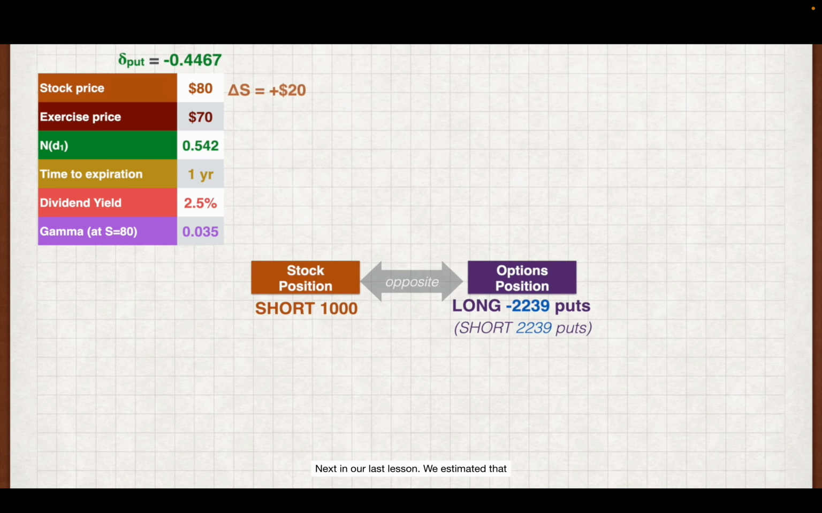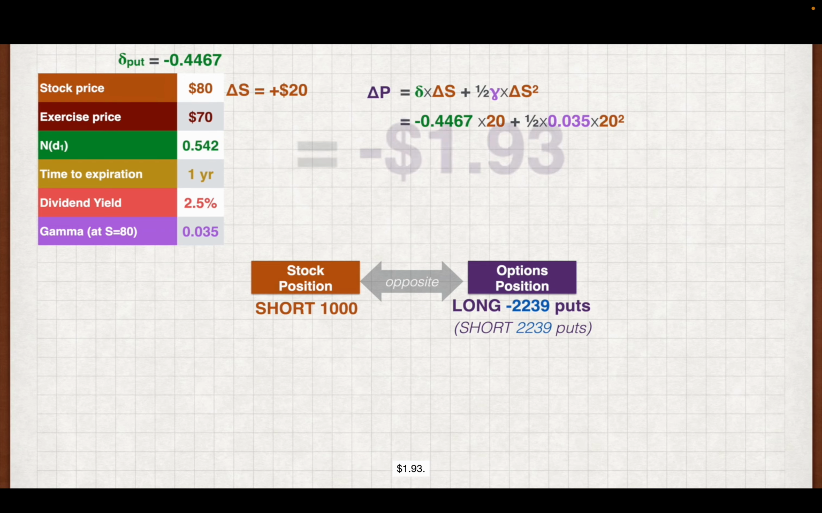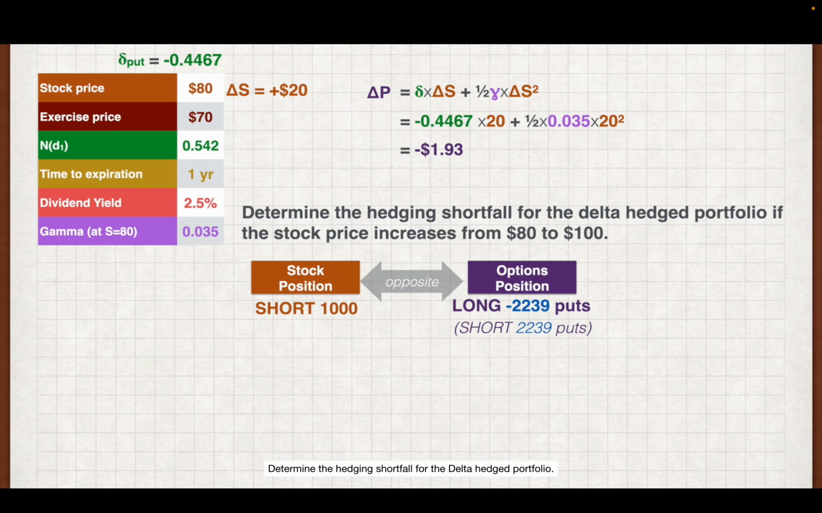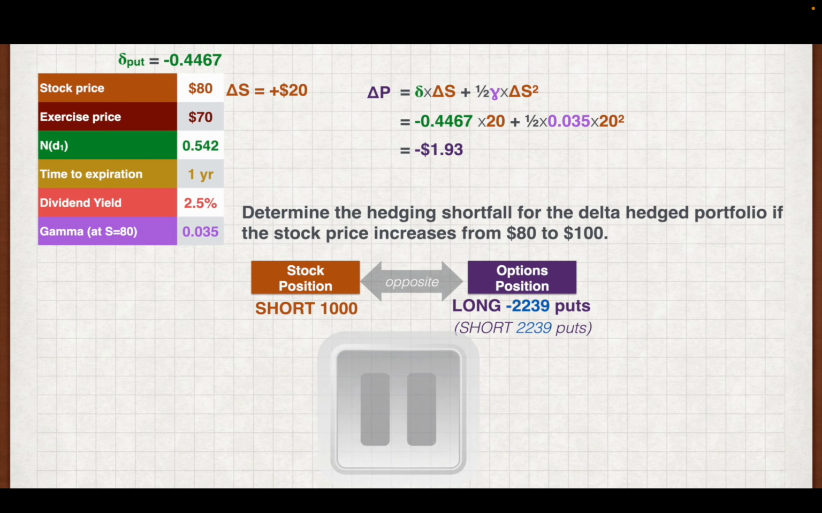Next, in our last lesson, we estimated that if the stock price increases from $80 to $100, the put option value should decrease by $1.93. Determine the hedging shortfall for the delta hedged portfolio. Pause the video now and work out your answer.